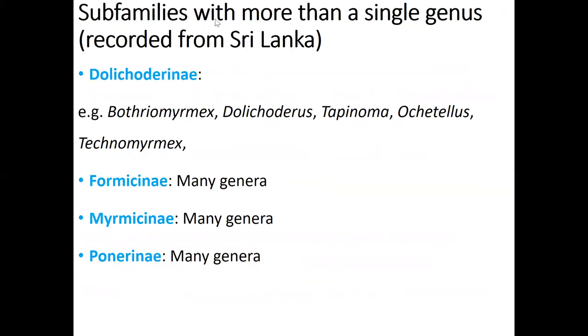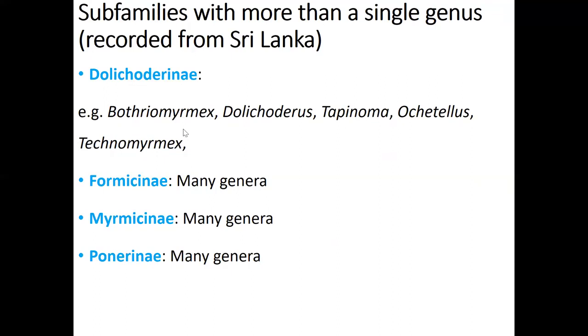Then subfamilies with more than a single genus recorded from Sri Lanka is continued. The subfamilies are Dolichoderinae, Formicinae, Myrmicinae, and Ponerinae. In Dolichoderinae, genera recorded from Sri Lanka are Bothriomyrmex, Dolichoderus, Tapinoma, Ochetellus, and Technomyrmex.